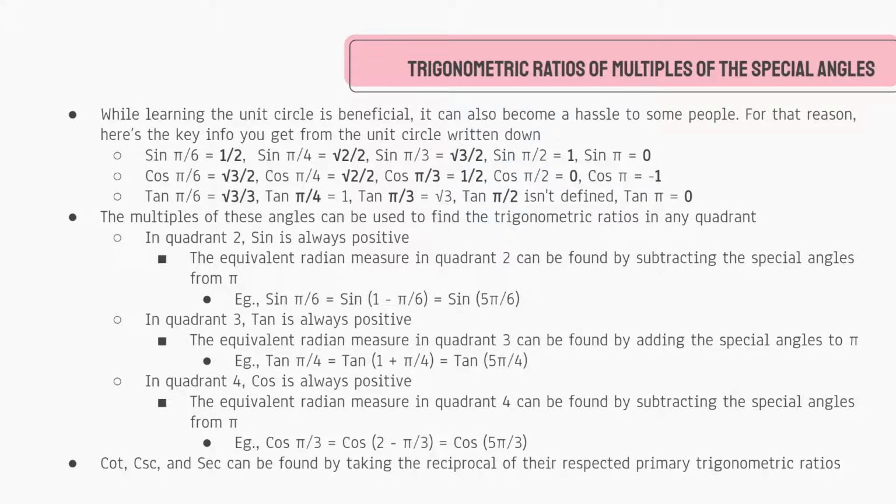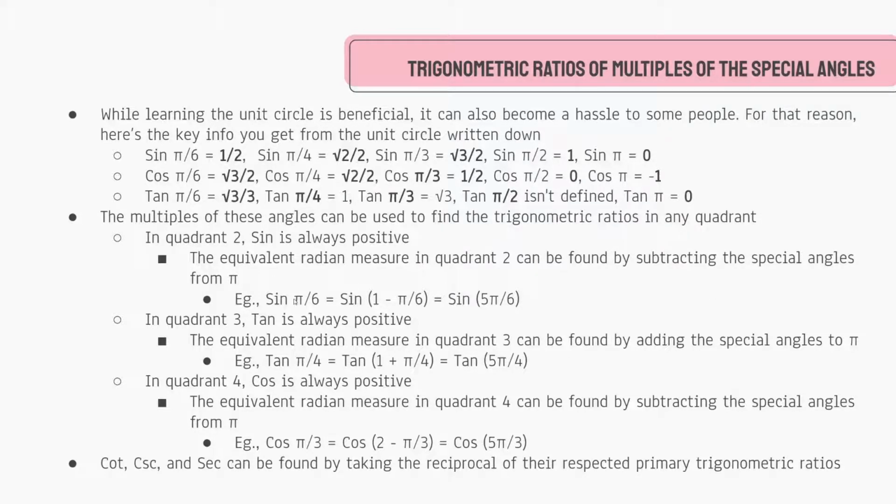So again, if you remember the CAST rule, this is essentially what it is. This was quadrant 1, or the A value, or the A in CAST. Quadrant 2 is the S, where the S means that sine will always be positive. To find the equivalent radian measure, and what I mean by that is the pi over something value, so the angle in quadrant 2, we can easily just subtract the special angles, which I stated here, pi over 6, pi over 4, pi over 3, pi over 2, or pi is already included in this, from pi itself.